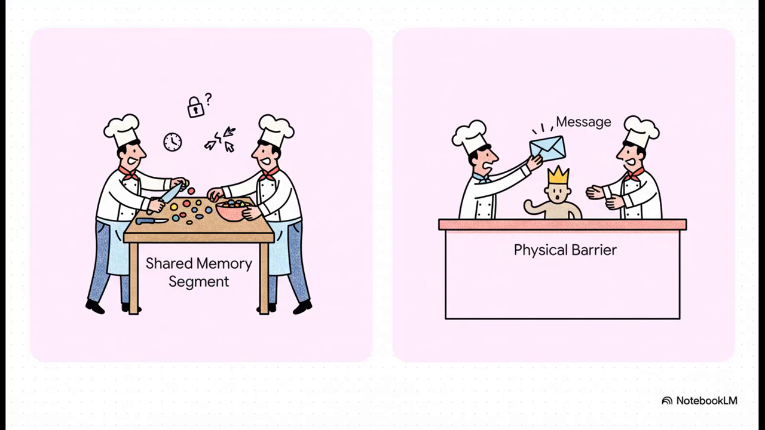So there are pretty much two ways for these processes to talk. First up is shared memory. The best way to think of this is a common cutting board. One chef can chop up a bunch of vegetables and just leave them there for another chef to grab.